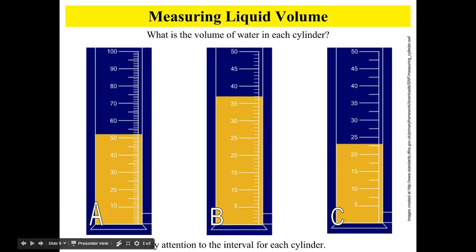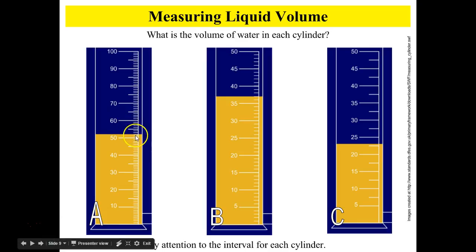How about these examples? We've got example A, B, and C, and again, please make sure you're filling in your notes. What's the volume of water in each cylinder? Take a look. Starting at the bottom, we can see that our marked hashes are marked by tens, and then we have a number of lines in between. Let's count the number of lines in between. We've got 1, 2, 3, 4, 5, 6, 7, 8, 9, 10. If you count the next marked line, we've got 10 lines between 30 and 40. 10 divided by 10 is an interval of 1.